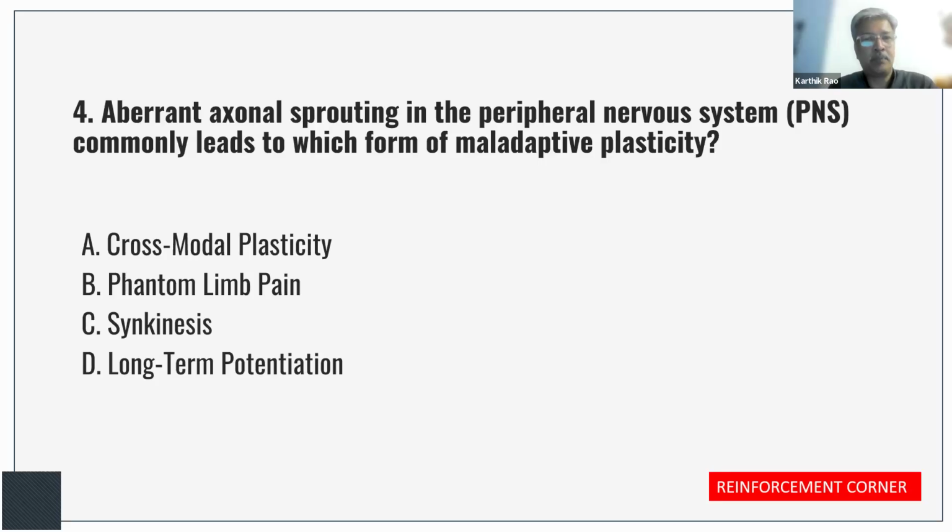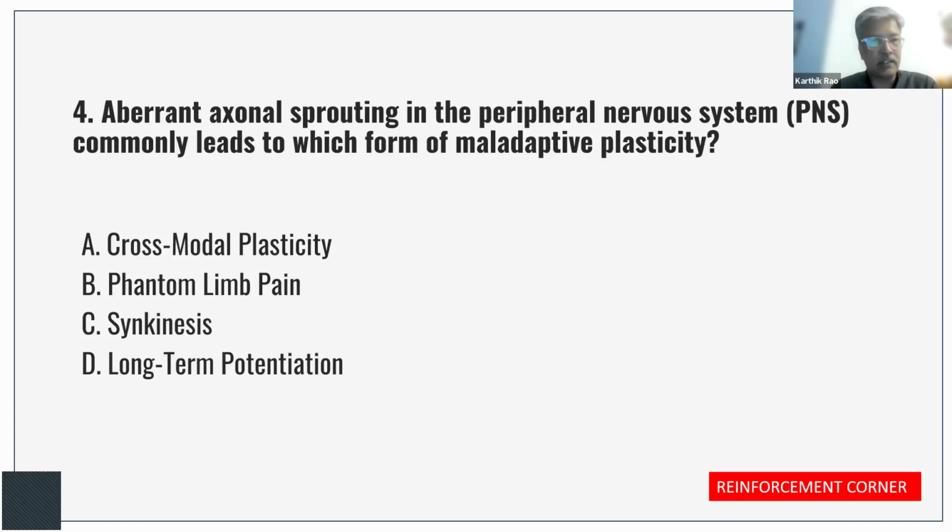Aberrant axonal sprouting in the peripheral nervous system commonly leads to which form of maladaptive plasticity? We looked at different types of maladaptive plasticity. Here we're talking about axonal sprouting, aberrant axonal sprouting. So the options are cross-modal plasticity, phantom limb, synkinesis, and long-term potentiation. So which of these? You can just mention that in the chat box again as A, B, C, or D.